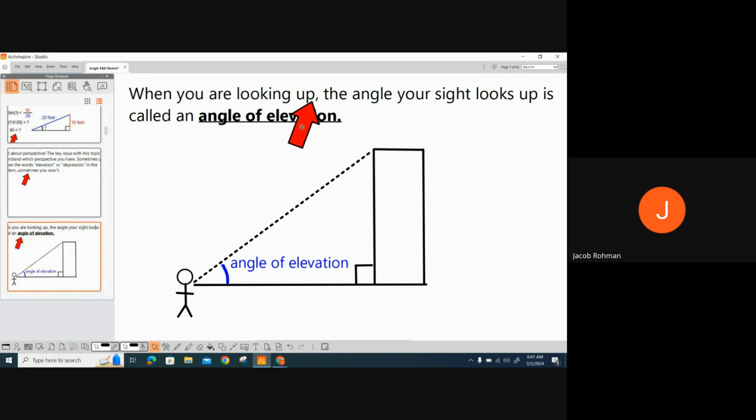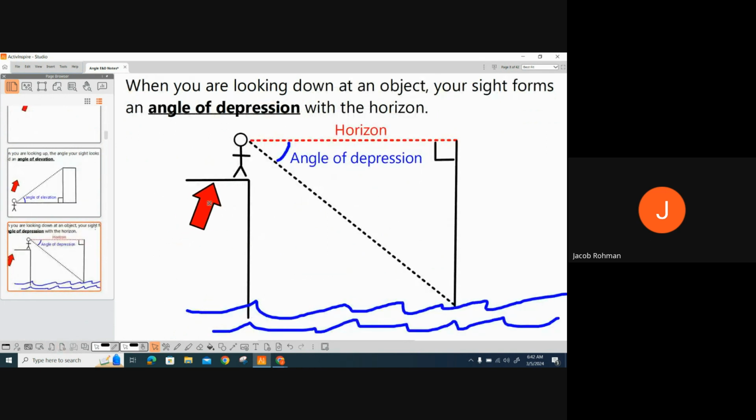When you are looking up, the angle your sight looks up is called the angle of elevation. So for example, if this were Mr. Roman here, and this is the ground, I'm looking up to the top of this building, that's an angle of elevation. And then if I'm at the top of a cliff and I'm looking downward from the horizon, so the horizon is straight across here in red, I'm looking downward, that's an angle of depression. I'm looking maybe into the water from a cliff. So when you're looking down at an object, your sight forms an angle of depression with the horizon.